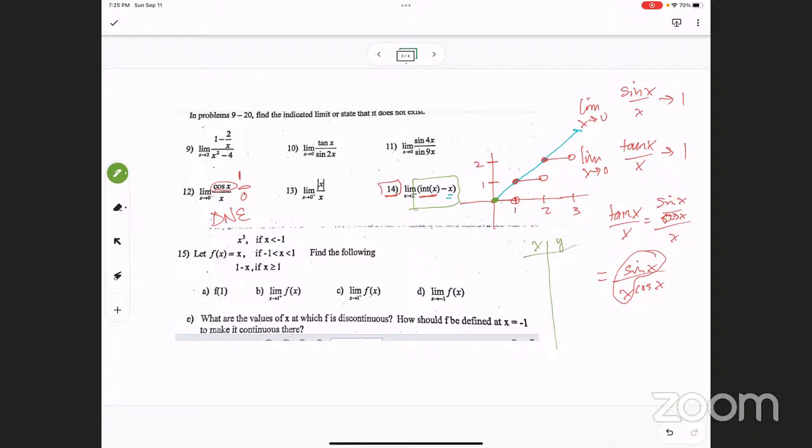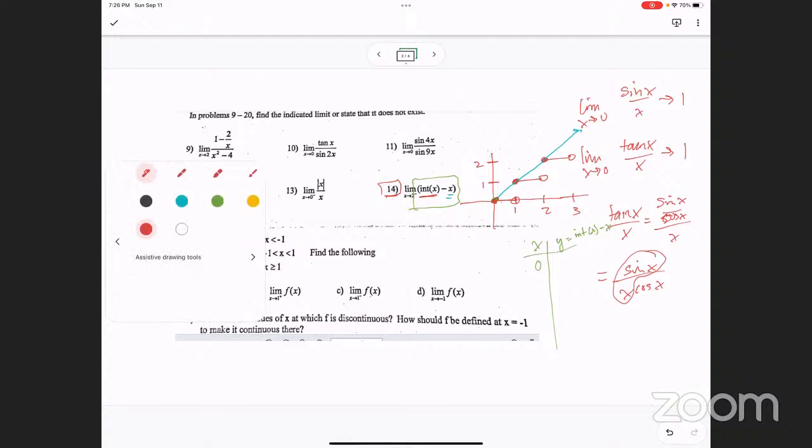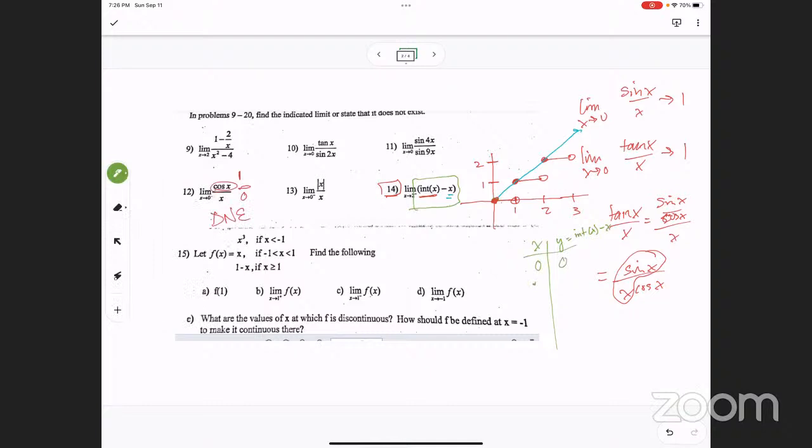Okay. So at zero, this is y equals the integer of x minus x. What's the integer at zero? That's my red line, right? That was zero. Zero minus zero is zero. Good. How about 0.5? What's the integer of 0.5? Zero. Good. Minus 0.5 is going to be negative 0.5, right? How about at 0.9? It's going to be negative 0.9, right? So it's actually going to go down like that.